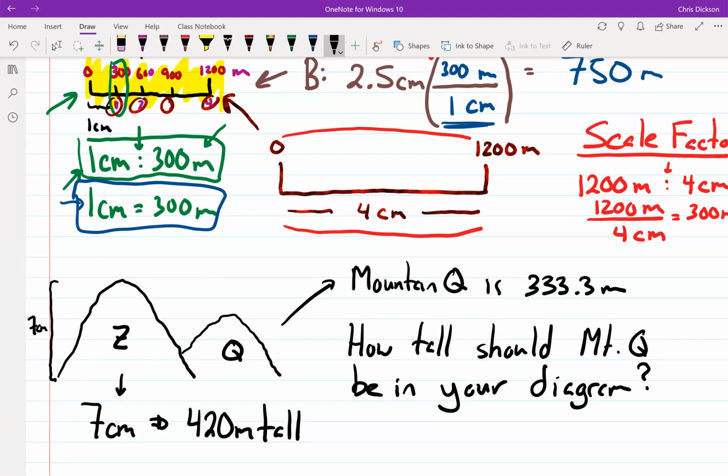So you're trying to make your picture look similar, at least, to the actual reality of what's going on. And you could estimate, I guess, and say that 7 centimeters is 420. So mountain Q is smaller than that, so I would think it has to be less than 7.